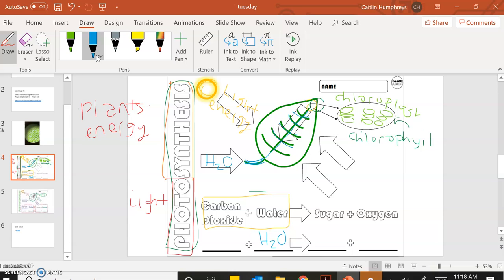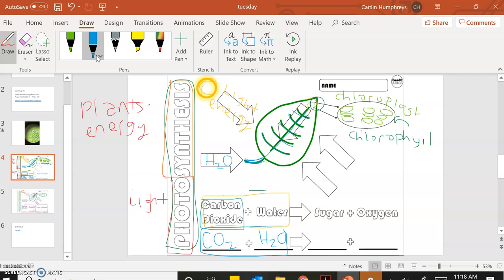Well, the other thing it needs is carbon dioxide. Carbon dioxide, which is CO2. And I'm not too worried that you know these equations. I'm more worried that you know it's carbon dioxide and water. So know the words more than the letters.